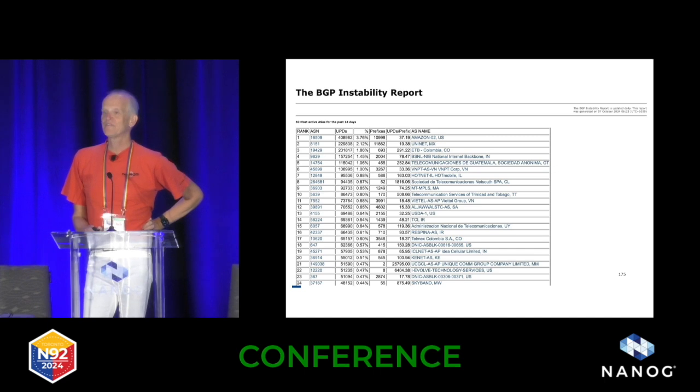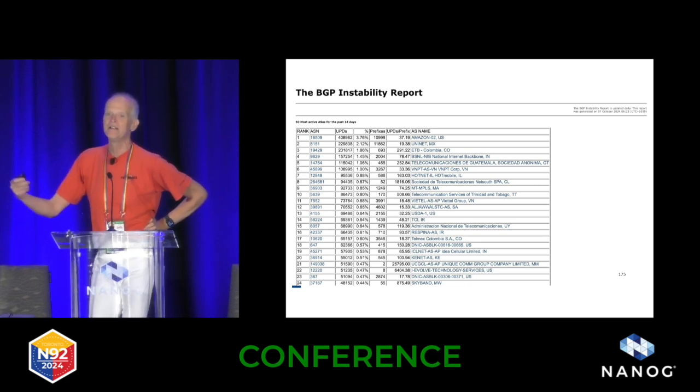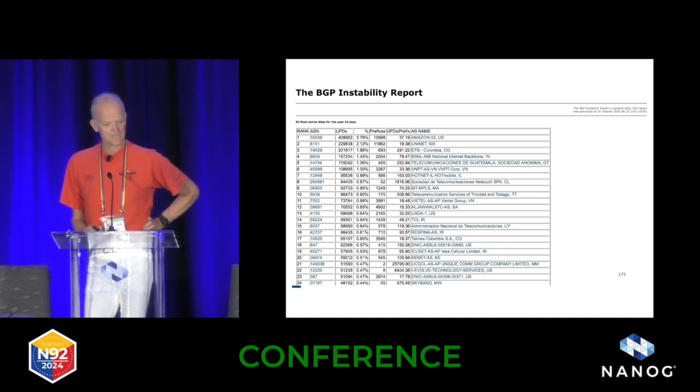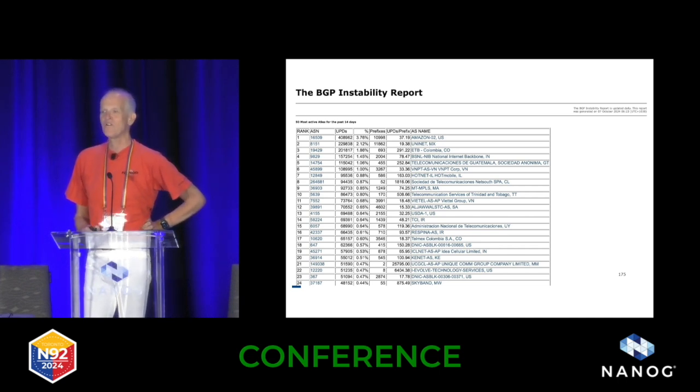BGP updates, again from one of Geoff's reports. This is not really linked to the CIDR report, but it's also on his webpage, potaroo.net. This is looking at the updates as he sees them at his collection point. You look at the updates: number one in the world is Amazon. 3.7% of all the updates in the global internet are caused by Amazon, followed swiftly by UNINET in Mexico, which is a mobile network. And then we've got ETB in Colombia, BSNL. Now, we all know what BSNL is doing.